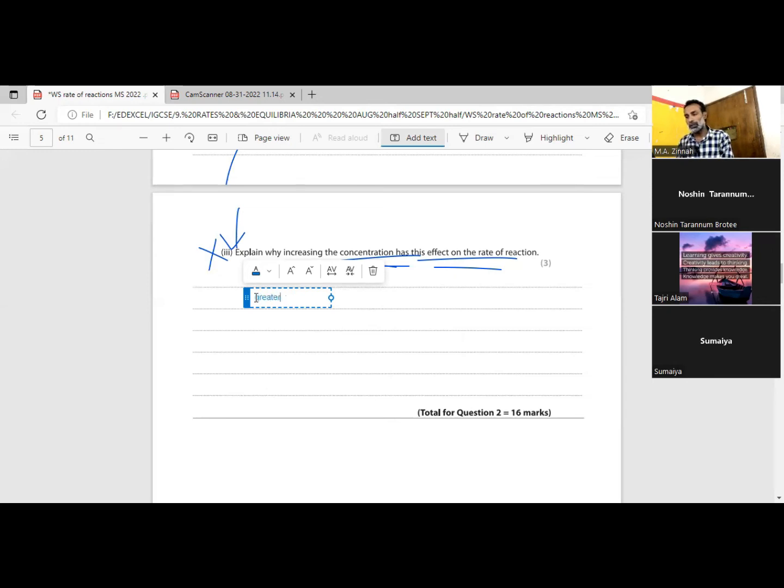Greater concentration, when the greater the concentration, particles are closer to each other, particles collide more frequently, and then we'll write the greater frequency of collision.